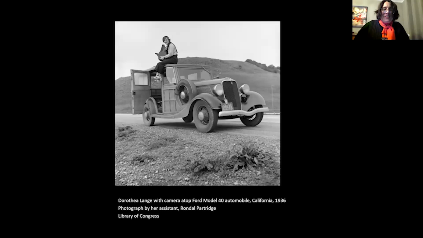This next slide actually shows Lange herself. So this is a picture that was taken by her assistant in this old 1930s Ford car. And she's holding her photography equipment up there.